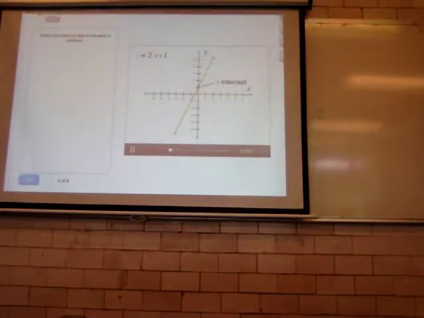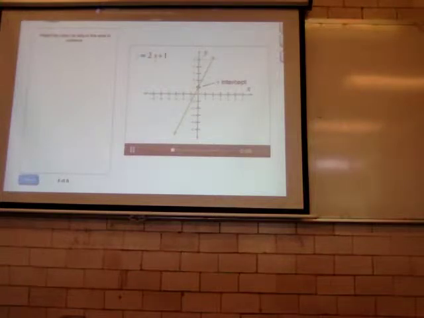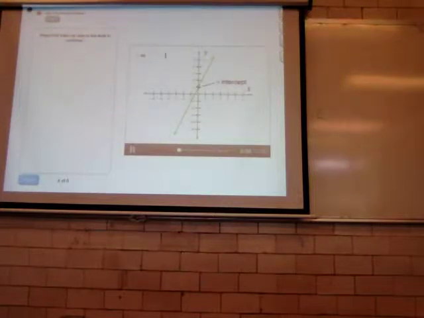If we plug in 0 for x in the line's equation, 2 times 0 is 0, so this whole term disappears. That leaves us with y equals 1. So the y-intercept is 1, and we found it by setting x equal to 0 in this equation. So in the equation y equals 2x plus 1, 2 is the slope of the line, and 1 is the line's y-intercept.